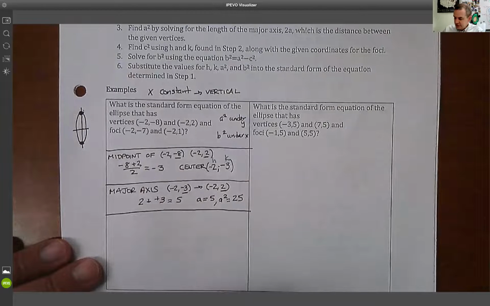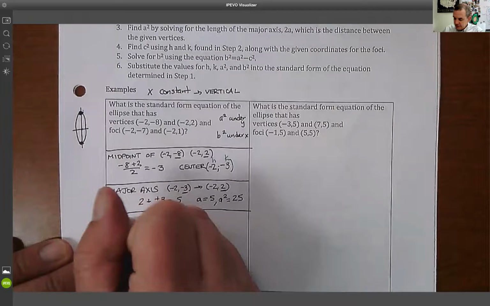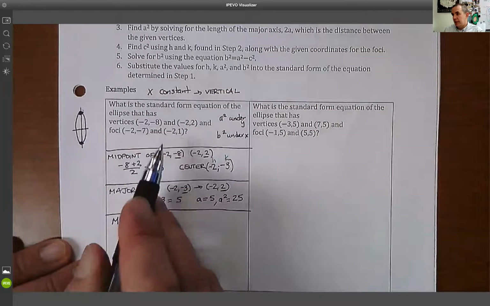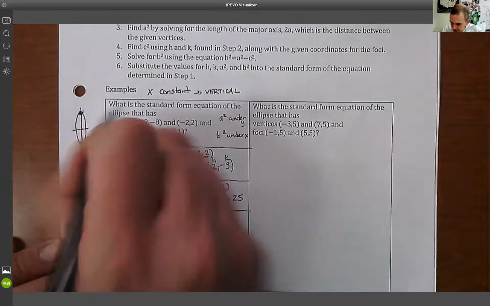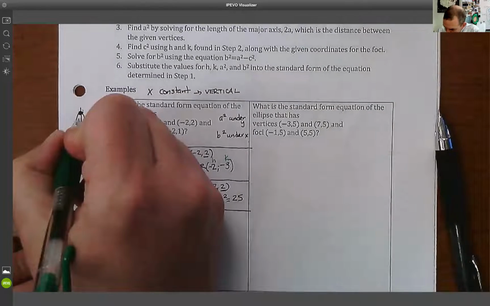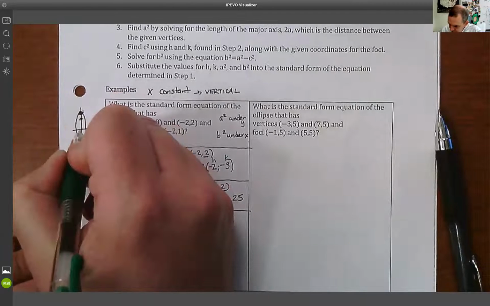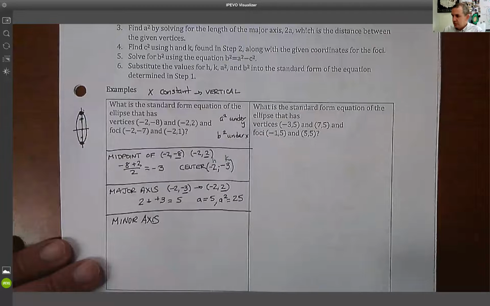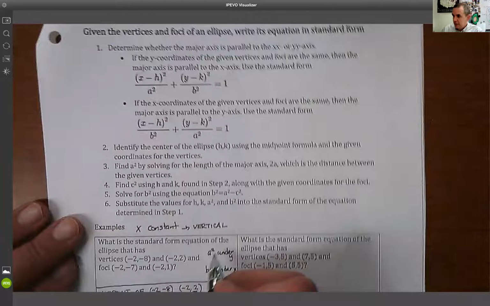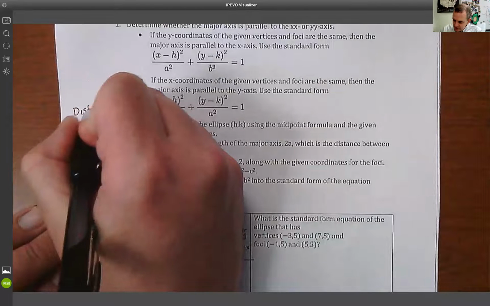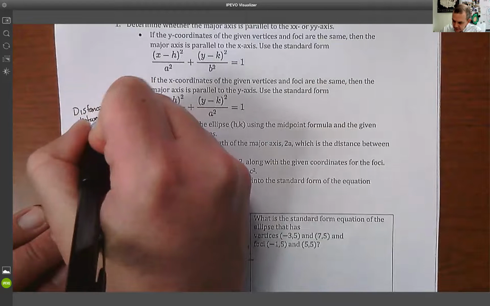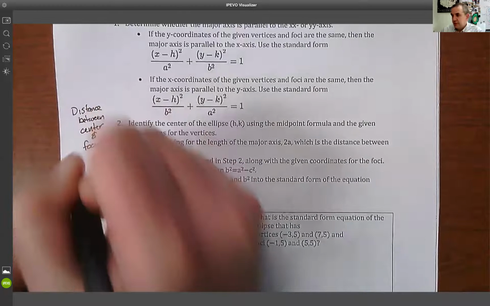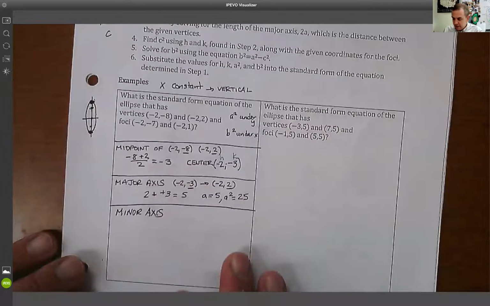Now, to find our minor axis, it's a two-step process. To figure out your minor axis, we're going to use the other point we haven't used yet. We're going to look at the foci. The foci are going to be one of these points right here and here. So we need to figure out the distance between the center and the focus. The distance between the center and the focus is referred to as the letter c. So we want to figure out letter c.